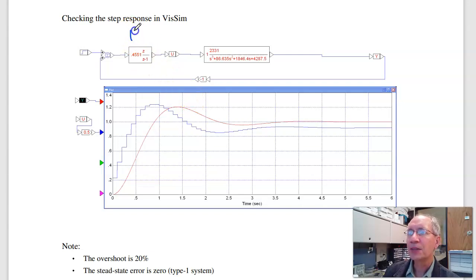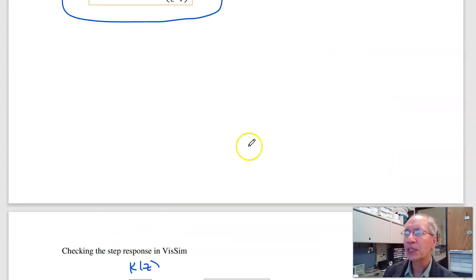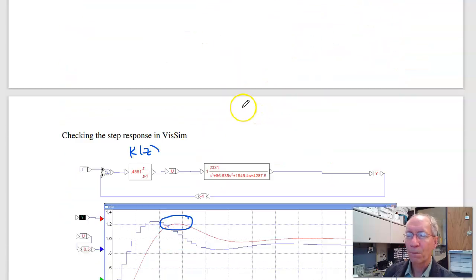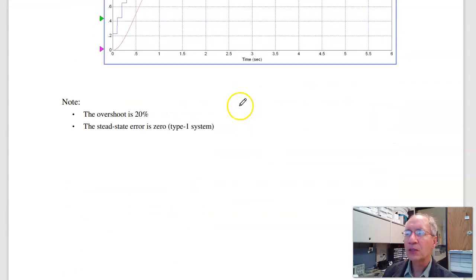Here is K of Z. That's in discrete time. You can tell by its output having stair steps. Here's your G of S. That's continuous time. Its output is smooth. Close the feedback loop, and what I should get is 20% overshoot, and sure enough, I do. That's kind of what I like about this approach. It gives you the right answer. And if you don't mind doing numerical methods, it's actually pretty easy. So that's problem number 1.